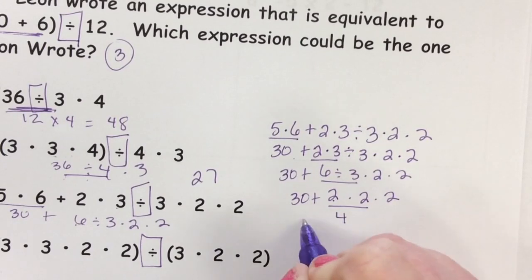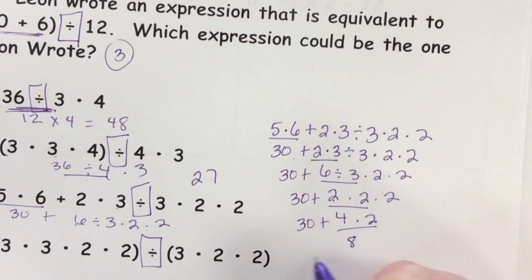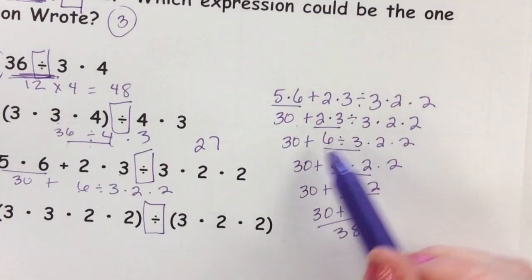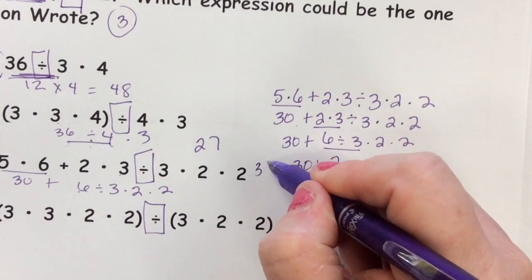2 times 2 is 4. 30 plus 4 times 2. That's 8. So 30 plus 8 would be 38. Okay, it's a lot of steps there. Because they're not grouped here, it makes it a little bit different.